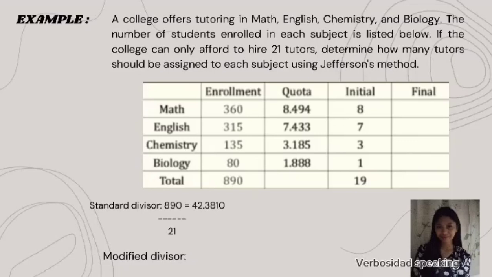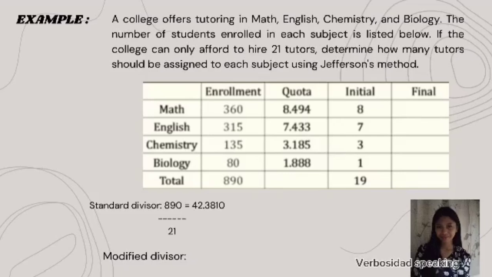So we have the enrollment, quota, initial, and final. We have the 4 subjects, which are math, English, chemistry, and biology. So let's total the enrollment. For math, we have 360, for English 315, for chemistry 135, for biology 80. The total is 890. So first, we find the standard divisor.